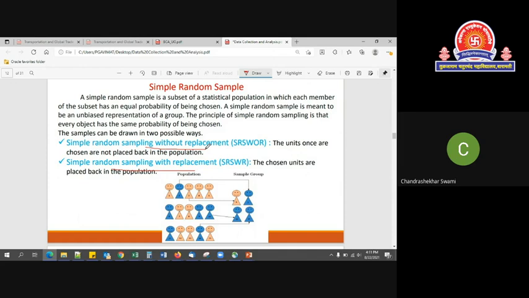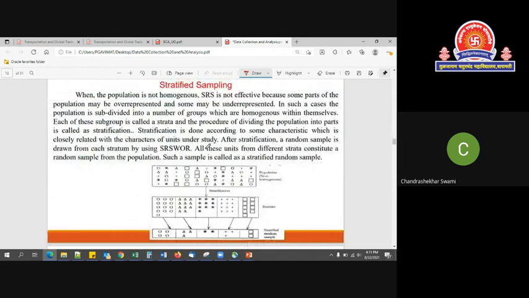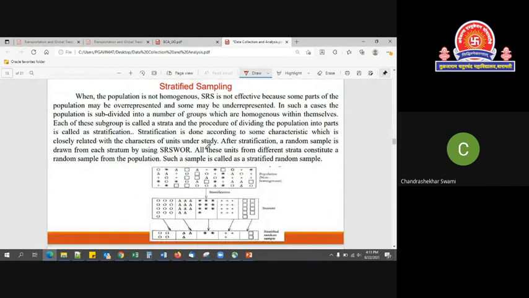Because after studying the individual element, we are replacing that element into the population, and there is a chance of again selecting the same unit in the next sample. Okay, so such a sampling method is called what? Simple random sampling with replacement.